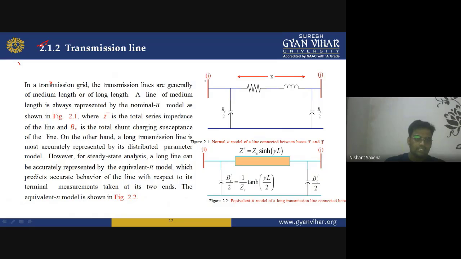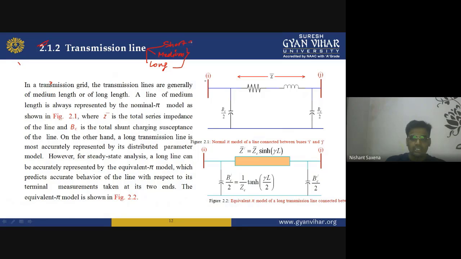A power system has a transmission line. In a transmission grid, the transmission lines are generally of medium or long length. We can classify transmission lines into three categories: short, medium, and long. If we are talking about transmission grids, we will be discussing only the medium and the long.